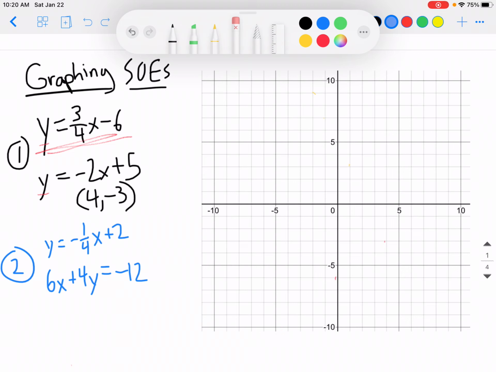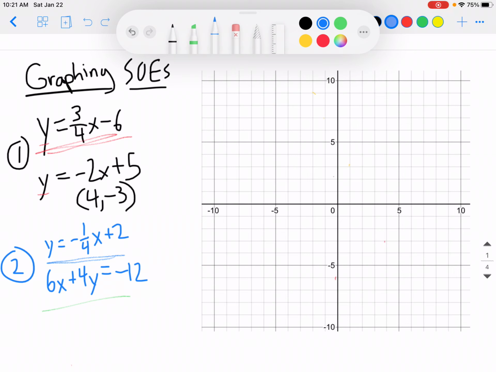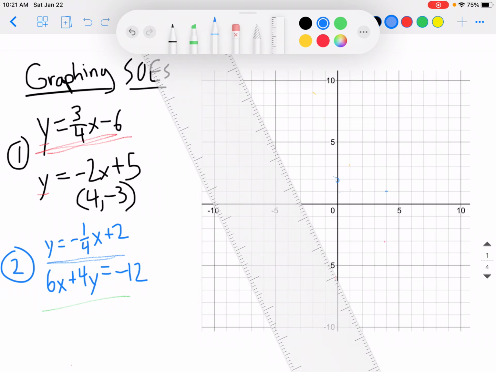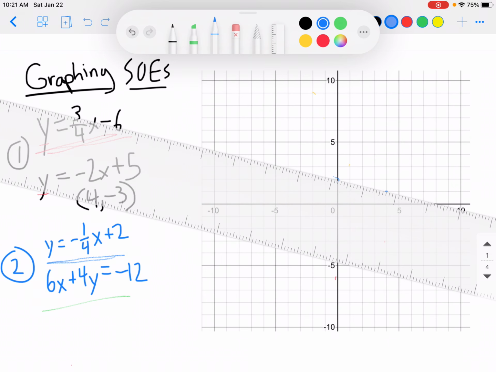All right, so this one we'll do in blue. Let's go pencil, blue here. All right, and then we'll do the other one in green. Now, the first one is slope-intercept form, so fairly straightforward. +2 on the y-intercept. Oops, +2. Oh, come on, work with me. All right, +2 on the y-intercept, and then down 1 over 4. 1, 2, 3. There we go, 4. All right, get my ruler, try to line that up through those points. All right, and then draw a nice little line like that.